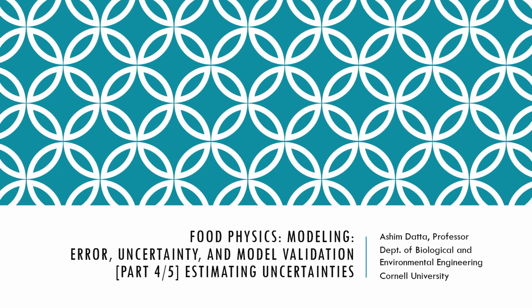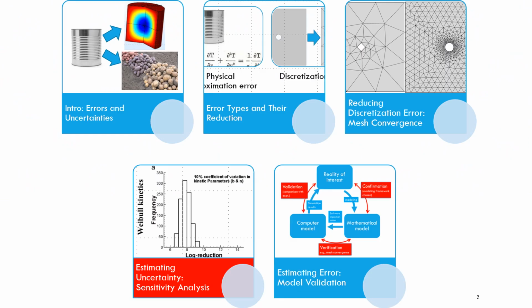Estimating uncertainties. This video is part of a course on food physics, of which this belongs to the modeling section. This is the fourth in a series of 5 videos on this model validation aspect with errors and uncertainties. Here we will discuss how to estimate uncertainty. And the following video will address estimation of error or validation.